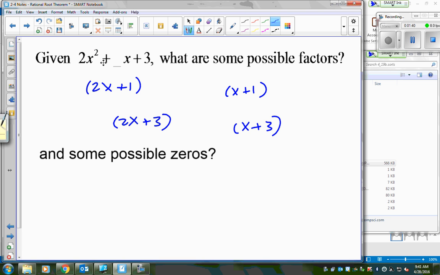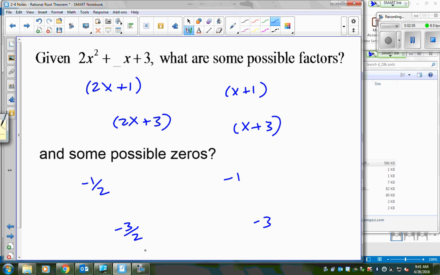Now, if I made it possible that it could be negative, then that'd be more possibilities. That's good enough. Now let's talk about the possible zeros then. x plus 1 using negative 1 is 0, right? What else do you have? This gives you negative 3. This gives you negative 1 half, 3 halves.